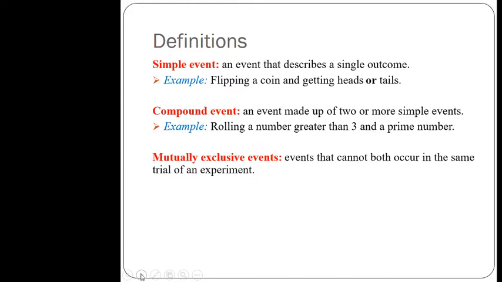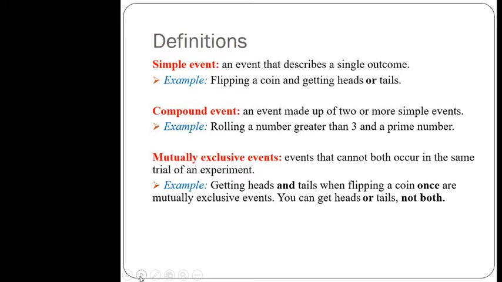Now, mutually exclusive events are events that cannot both occur in the same trial of an experiment. So for example, if you're flipping a coin once, you can't flip both a head and a tail. So flipping a heads and flipping a tail would be mutually exclusive because they both can't occur at the same time during the same trial.